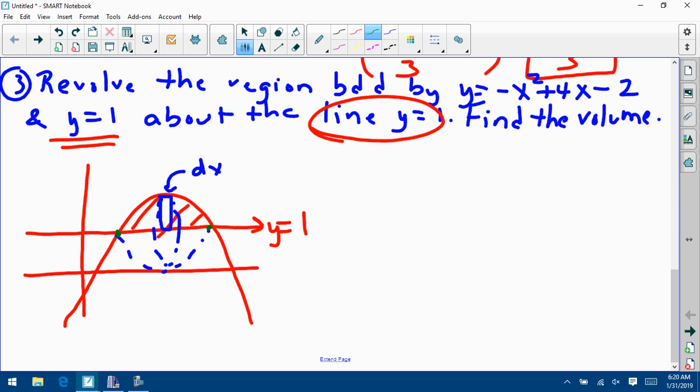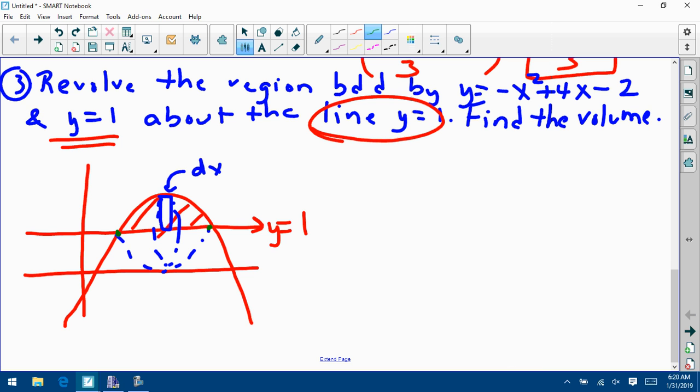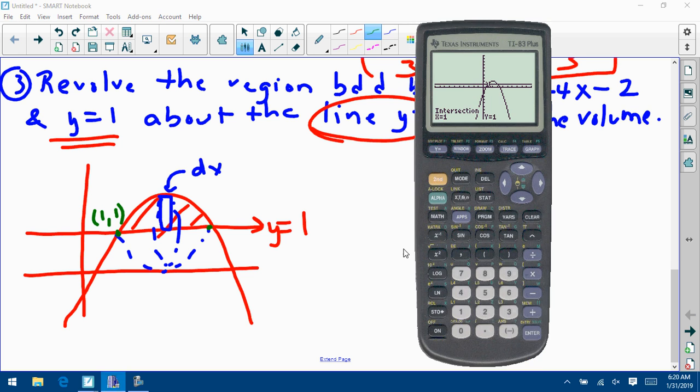So what do I need to do first? I've got to find the intersections. Okay, so let's do second calc intersect. First curve, second curve, guess. Okay, we got 1, 1 over here. Then I've got to do the same thing on the other side. So second calc, intersect, first curve, second curve. We've got to guess over to here and a little bit further. Okay, the second one is 3, 1.